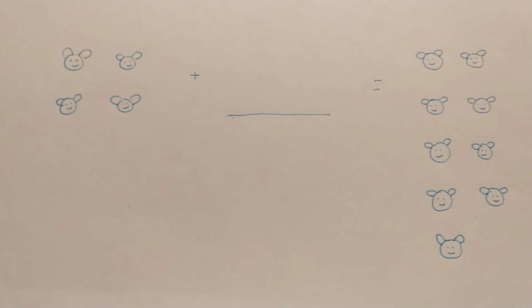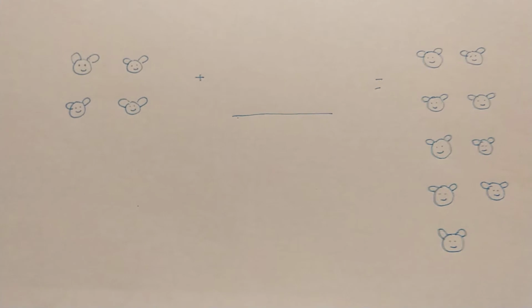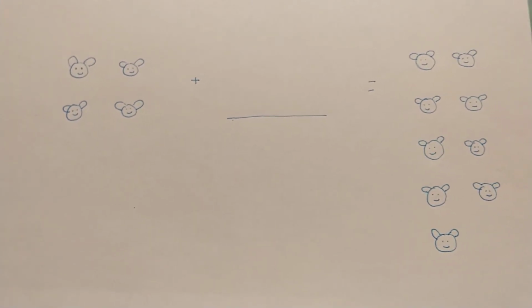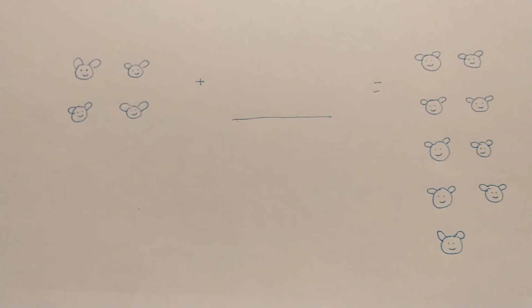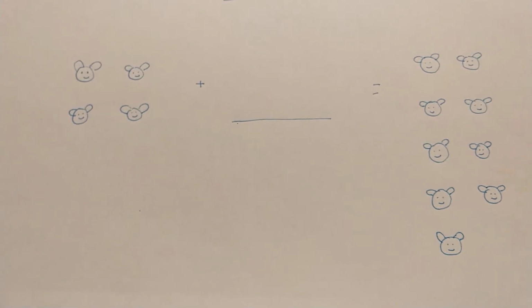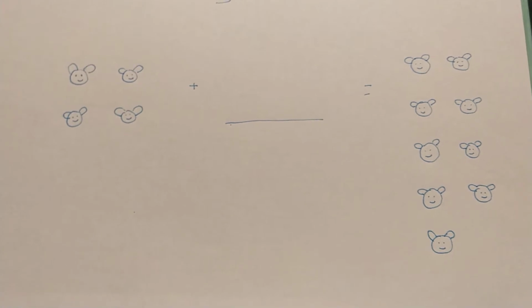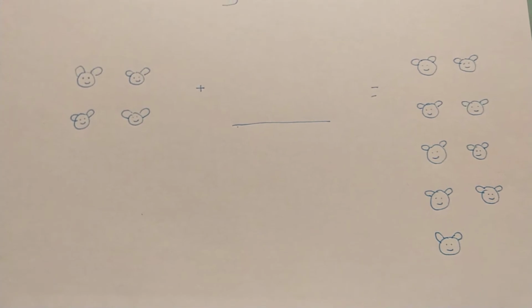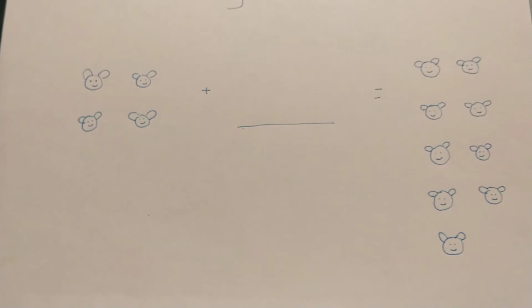So here's an example of a change unknown problem. We start out with 4 bears who are playing tag. And then we are told that a bunch of bears come and join them to play tag. And at the end, we end up with 9 bears playing tag. So the question is, what change happened? How many more bears came to play to end up with 9?